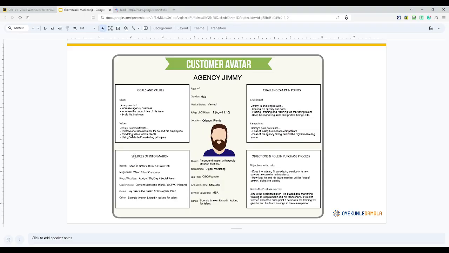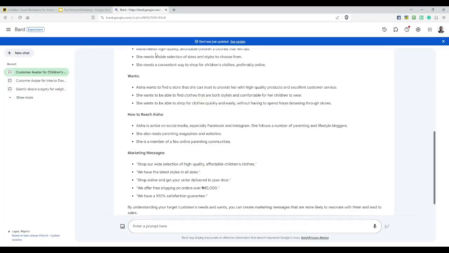Let's pick that out. Sources of information. Where does Aisha get information from? I did not even prompt Google to give us these specifics. So how do we reach her? Social media, especially Facebook and Instagram. She follows a number of parenting and lifestyle bloggers. So now you're already seeing where you're going to target Aisha.